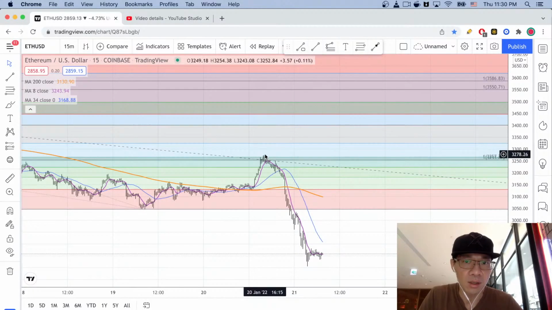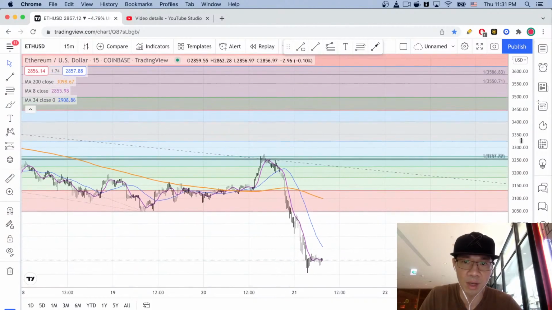Price never cleared above and closed above that cluster symmetry resistance. So right here should have been your entry to short, but you're still setting your stop above that cluster resistance, just in case it goes against you, take your stop loss.